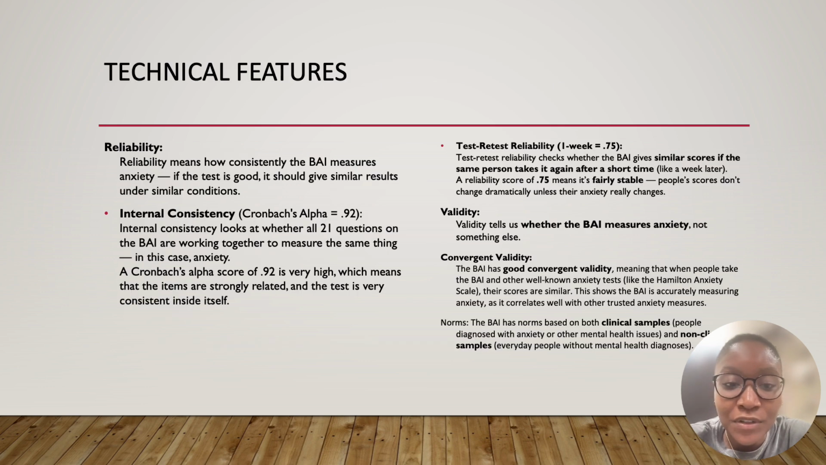Some technical features as far as reliability. Reliability means how consistent the BAI measures anxiety, if the test is good and gives similar results. The internal consistency looks at whether all 21 questions on the BAI are working together to measure the same thing. In the case of Cronbach's alpha score, 0.92, it's very high, which means that the items are strongly related and the test is very consistent inside itself.